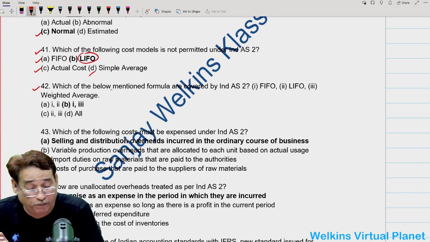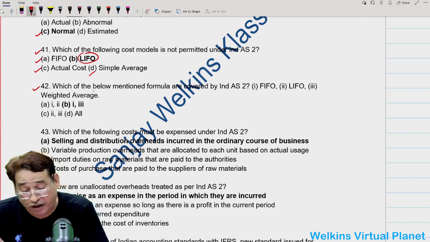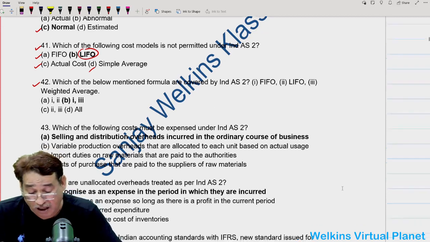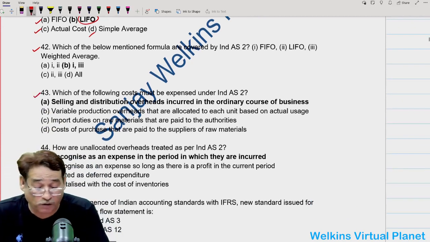Which of the below mentioned formulas are covered by Ind AS 2? FIFO, LIFO, weighted average, but this question is not fully printed, so I cannot answer it. I'm sorry in this case, question 43, because the formulas are not printed over here.